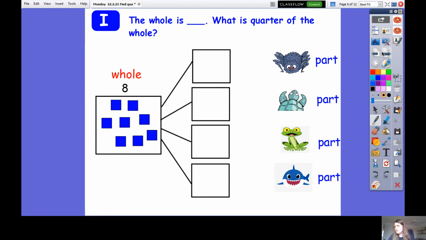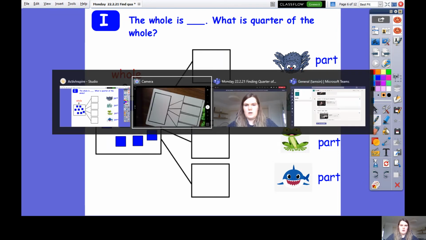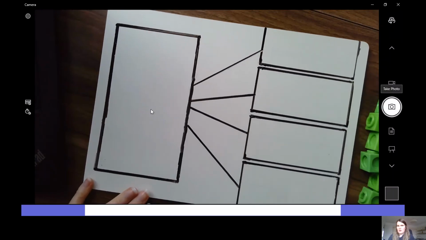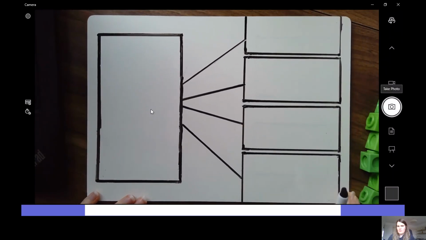Now, our part-whole model looks slightly different because we're used to one that only has 2 parts. But how many parts are we using today? We're doing quarter. So how many parts do we need? We need 4. So I'm going to show you my part-whole model. Here is my part-whole model. Miss Bamford had a go drawing her part-whole model. Can you see it?